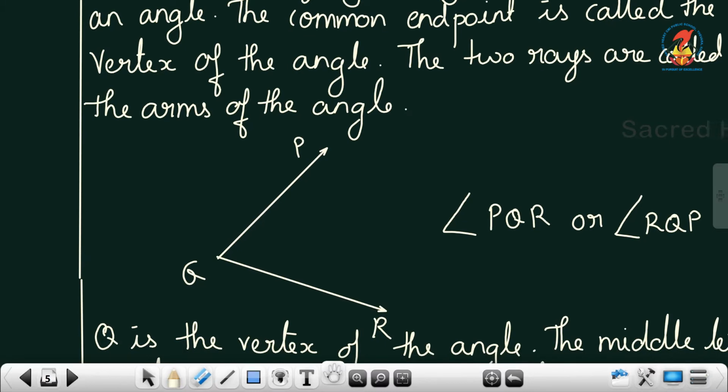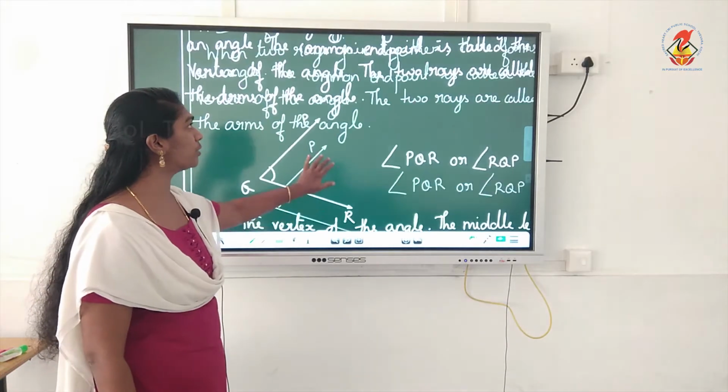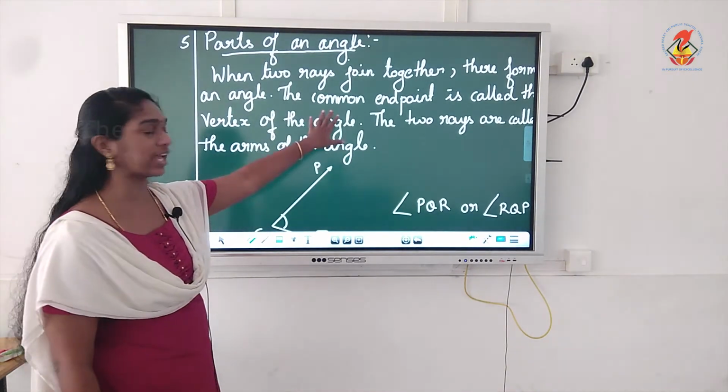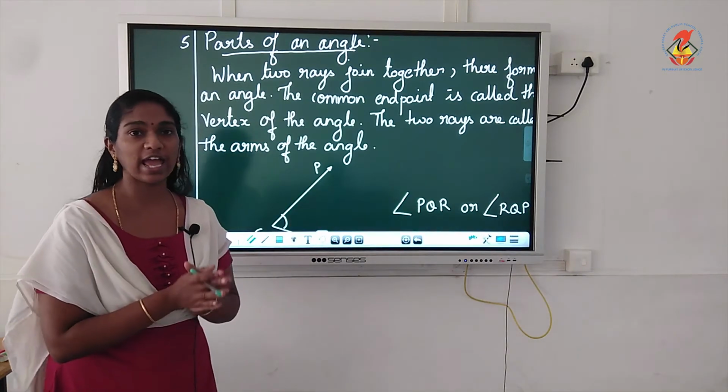See, this is one ray starting from Q to P, QP. I have an arrow at that end. Then again starting from here, I extend to this side, QR, I got the other ray. So, both the rays I keep together, I will get one angle. So, how is an angle formed? An angle is formed when two rays join together.